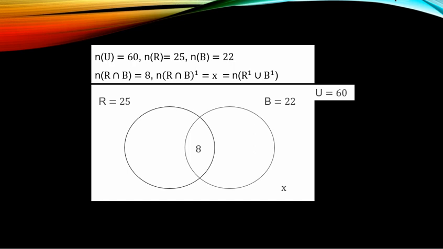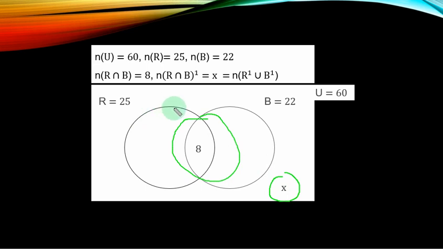The solution continues. Already we have analyzed this information. Next thing is to draw the subsets, so you have the rectangle for the universal set and two subsets, R and B, rice and beans. So this 8 is the intersection. This S is outside because those that ate neither food are outside.